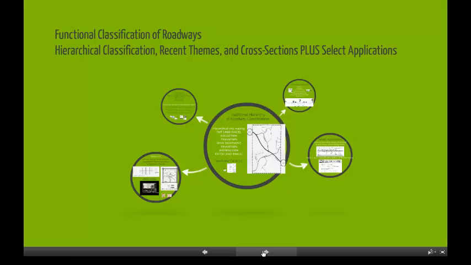In closing, let's recall that the functional classification of roadways has been shown to inform a wide range of decisions, including standards for design and level of service, capacity analysis, safety audits, and the selection of a suitable design vehicle leading to an appropriate choice for an intersection curb return.